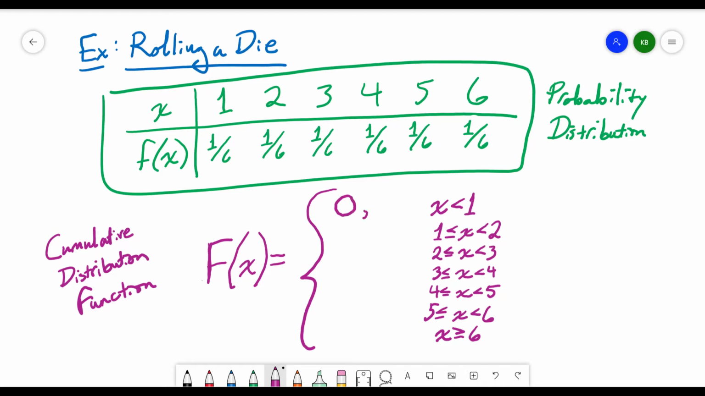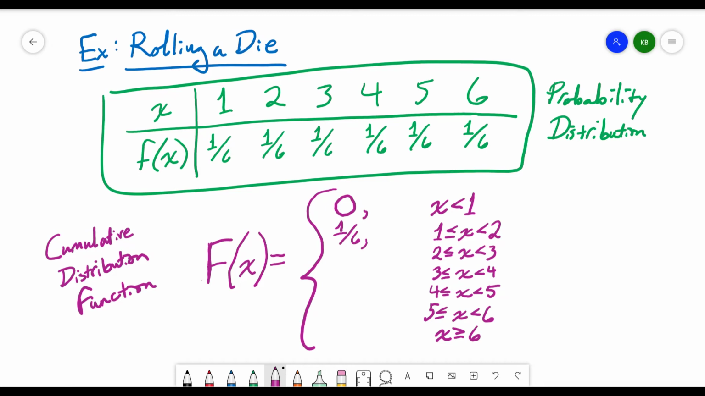Then moving along, the probability that my random variable takes on a value between 1 and 2, with 1 included, well, my random variable can have a value of 1, and that has a probability of 1/6. That's the only way that it's between the two. So I have a value of 1/6 there. Now, the same thing happens between 2 and 3 with 2 included but 3 not. The probability that my random variable is in that window is 1/6.